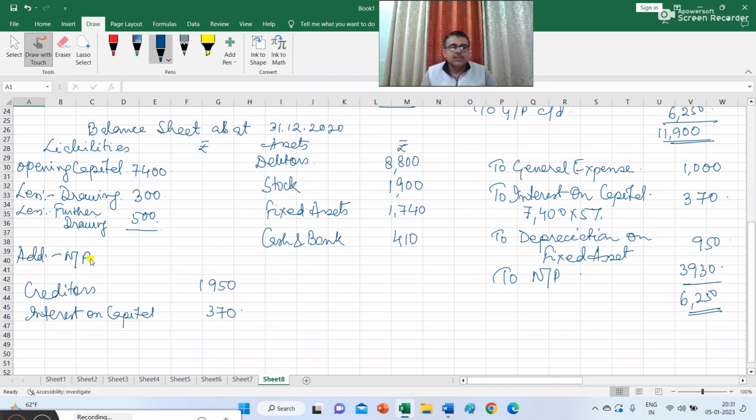as net profit 3,930. Opening capital was 7,400, and from the opening capital you have to reduce the amount of the drawings. So this is 6,600, and then you have to add the net profit, and the closing capital is 10,530, and the total of the liability and the asset is 12,850.